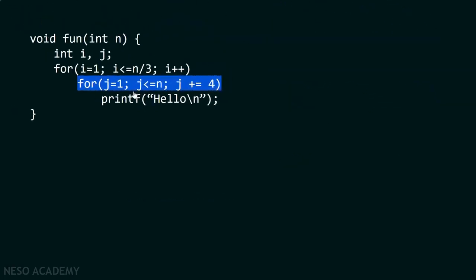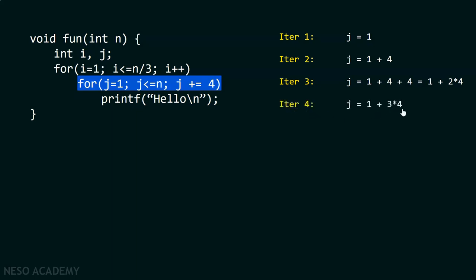Now let's consider the other for loop. Here this loop is running from 1 to n, but you can see over here the increment is by 4 steps, not by a single step, right? So let's consider the iterations. In the iteration number 1, j is equal to 1. In the iteration number 2, j will be 1 plus 4 because the increment is by 4 steps, right? So you need to add 4 to this. This is 1 plus 4. In the iteration number 3, this will be 1 plus 4 plus 4, which is equal to 1 plus 2 into 4. I can write this 1 plus 4 plus 4 as 1 plus 2 into 4. There is a reason behind this, why I'm writing, I will tell you later. In the iteration number 4, this will be 1 plus 3 into 4.